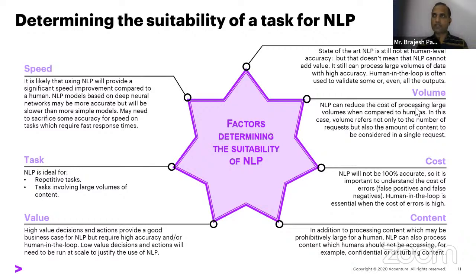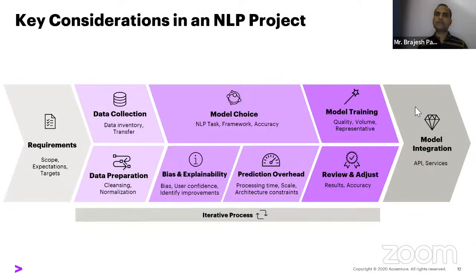Cost. Definitely cost is a factor, right? And content, what kind of content you are processing, that's also important. Key considerations in an NLP project, right? From the NLP project perspective, what is your vision and the goal you are bringing to the table? If your vision and goal is not clear, your final product will not be perfect. So first understand your scope, expectations, and target.